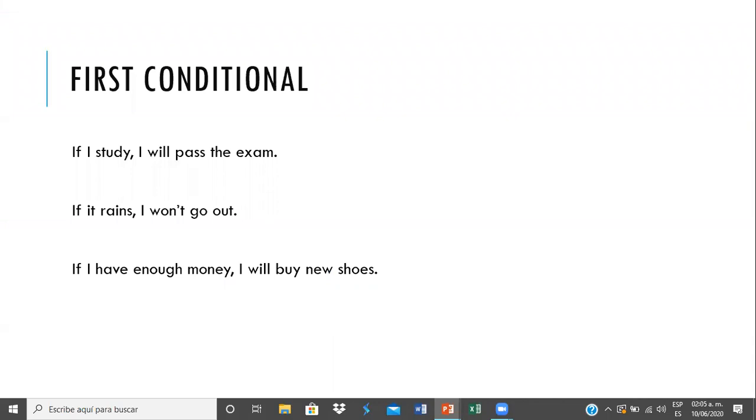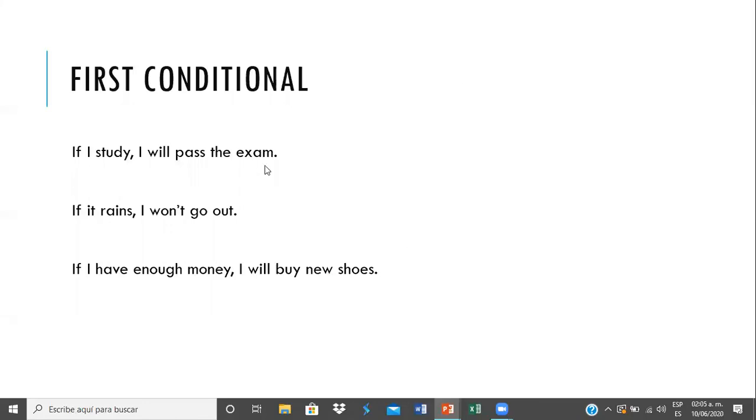Before we continue with the second conditional, we have to remember or go back to the first conditional. We talked about this in class. I told you about this and we did a lot of examples with the first conditional. But if you don't remember, I'm gonna go over it real quick.